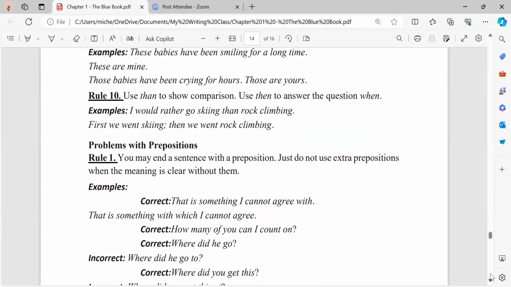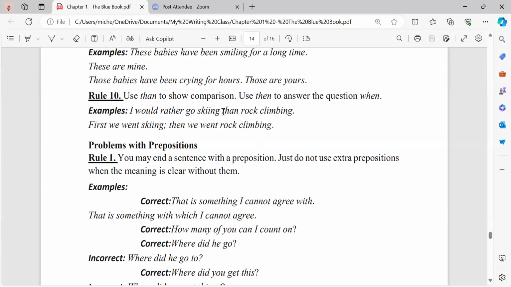Okay. So now we have rule number 10. Use than to show comparison. Use then to answer the question when. These have the same pronunciation, but they have different spellings, like than versus then. Sometimes we can make a mistake on writing this kind of thing. So than with an A is used for comparison, but then with an E is to answer the question when. So I would rather go skiing than rock climbing.